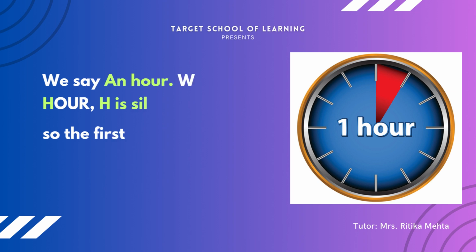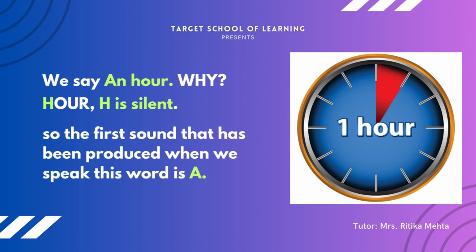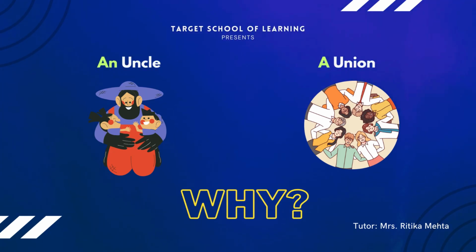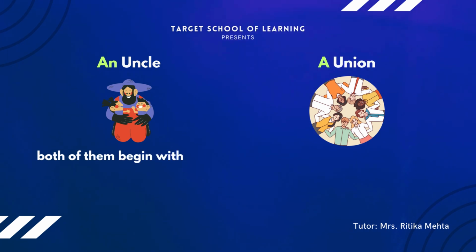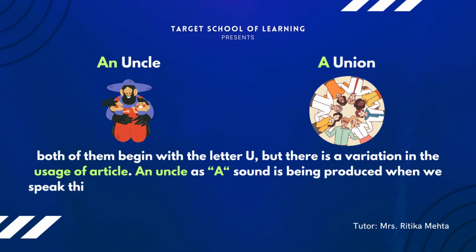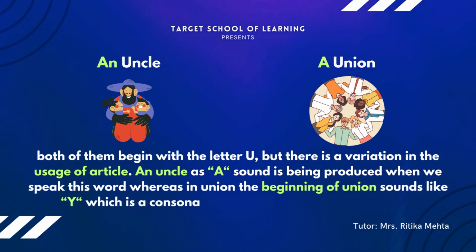We say an hour. Why? Because in this word hour, H is silent. So the first sound that is being produced when we speak this word is a, which is a vowel sound. That's why an hour. Look at the next illustration. An uncle, a union. Why? Both of them begin with the letter U, but there is a variation in the usage of article. An uncle, as a vowel sound is being produced when we speak this word, whereas in union, the beginning of union sounds like yoo, which is a consonant sound. Therefore, we say a union.